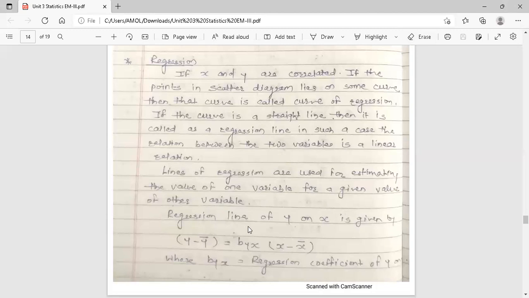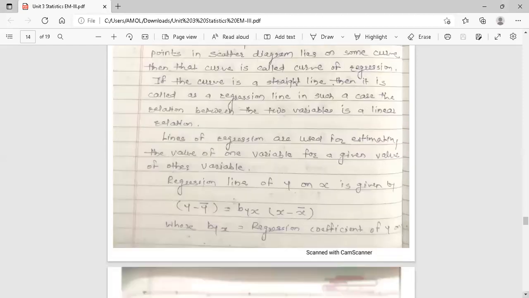See, there are two types of regression lines: regression line of y on x, and regression line of x on y. Now see, what is the regression line of y on x? It is given by y minus y bar is equal to byx into bracket x minus x bar. Here, y bar is the arithmetic mean of y, x bar is the arithmetic mean of x, and byx is called the regression coefficient of y on x.